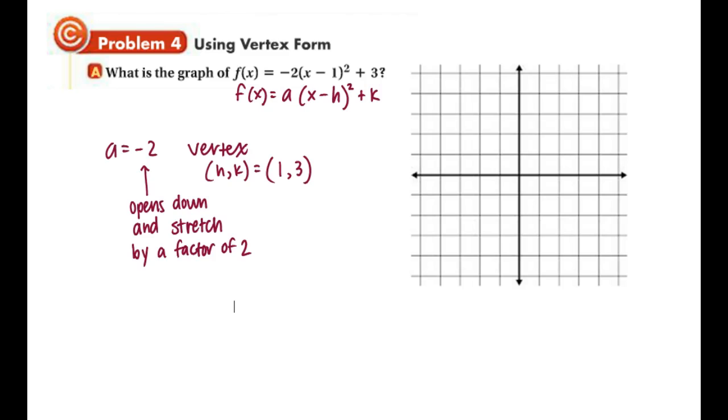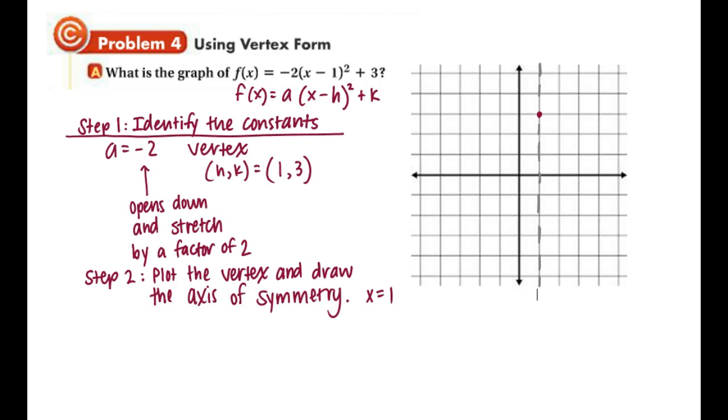I also know that the vertex is going to be at the coordinate 1, 3, because the values of h and k respectively are 1 and 3. Now that we have identified the constants, we can plot the vertex and draw the axis of symmetry, which I have done in the graph at right.